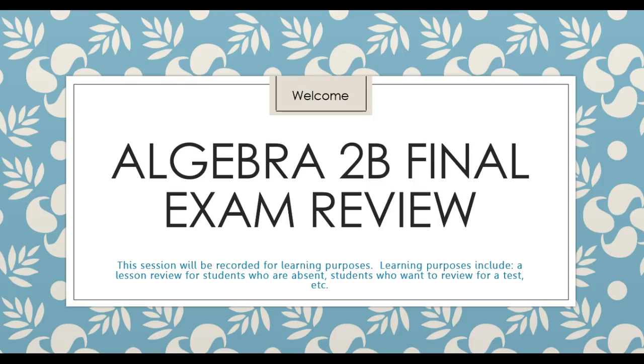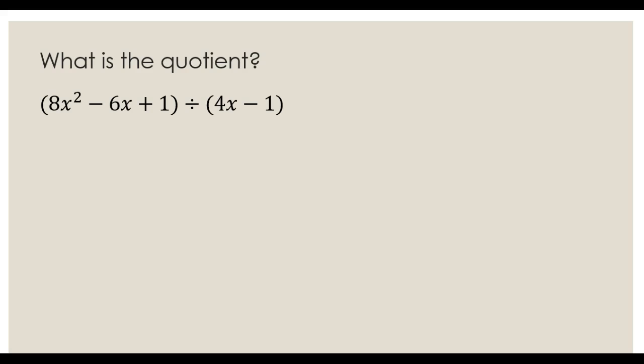We're going to run through a quick review for the final exam. And hopefully we'll just see a selection of the types of problems that you might see on the test. We'll start off with this one. This was the very beginning unit. What is the quotient?